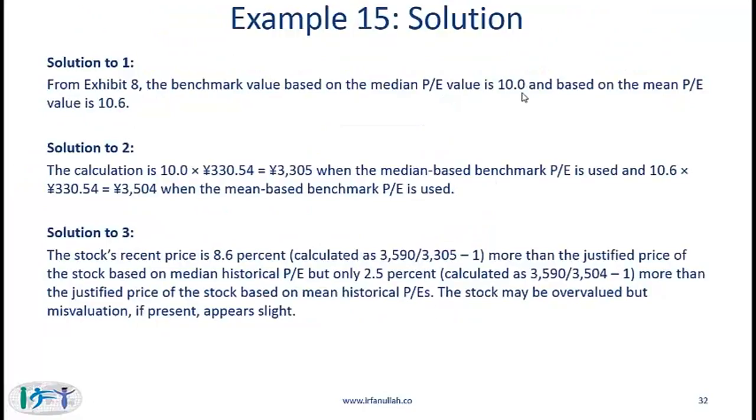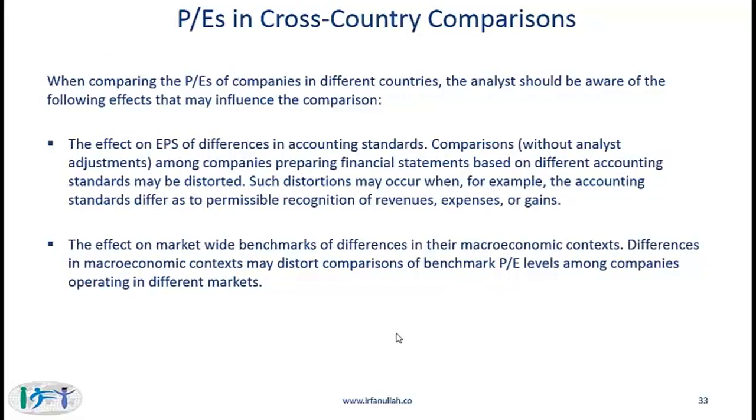So if you actually do the calculations, with 10, you have 3305 as the justified value. If you use 10.6, then it is a little higher. So the stock's recent price is 8.6% more than the justified price. With median, it's 2.5% higher. So the stock just seems to be slightly misvalued. All right. Another point is PEs in cross-country comparison.